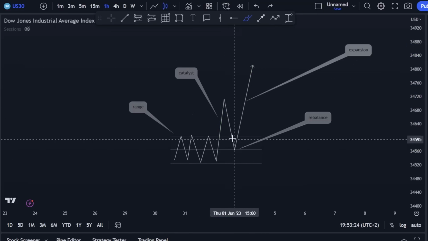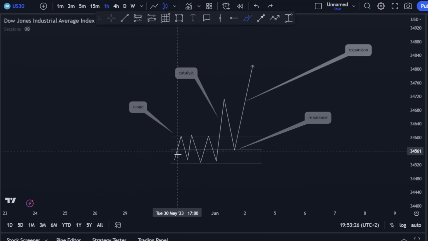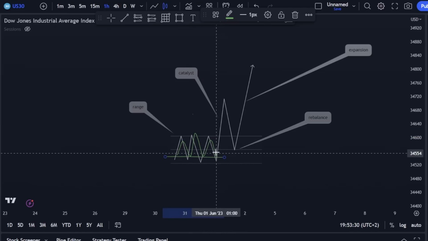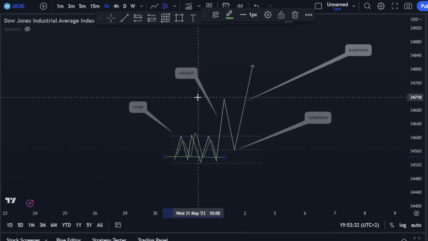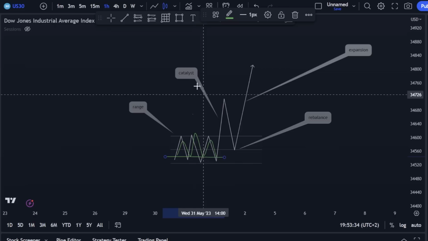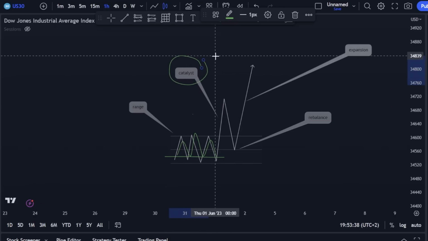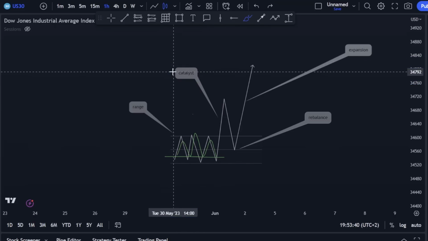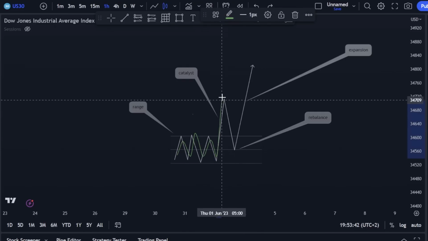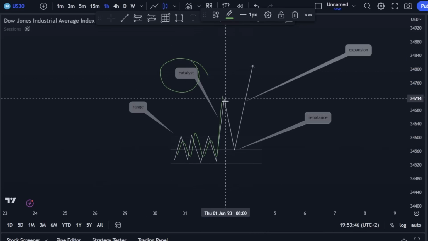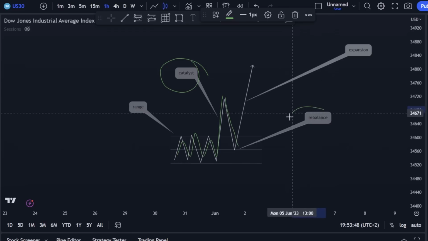So what we tend to see happen is that this range occurs, an accumulation, okay, then we have a catalyst. So that could just be a move in the market, but it could also just be a news event. We could have NFP, we could have CPI, any kind of news that pushes the market aggressively up. So that's our catalyst. Then the market comes back to rebalance.